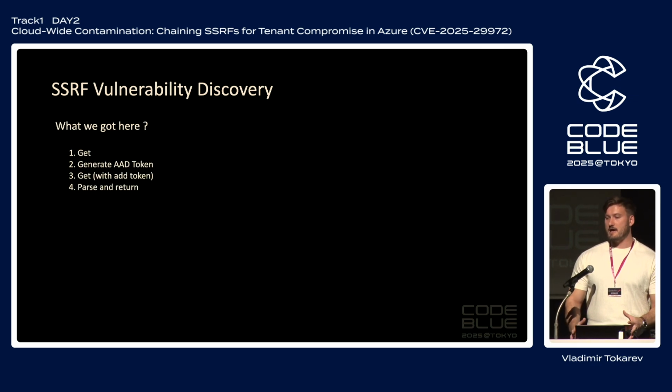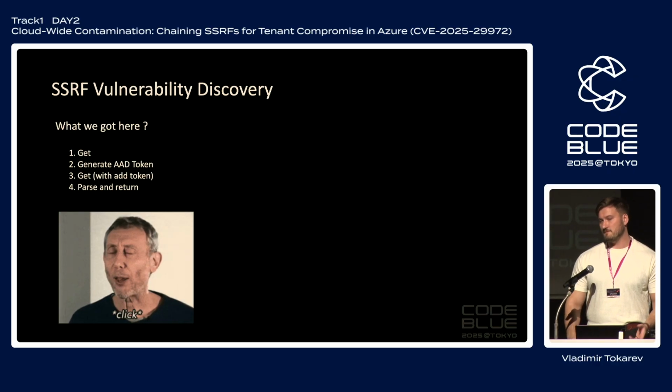Basically, what we have here is: we have a first GET, then from the answer to this GET, we extract some data, and based on this data, we generate an AAD token. And then we send a GET or a POST to this URL again with said AAD token. And then we parse the returned answer and save it. And so basically, if an attacker can manage the URL, they have a pretty sweet SSRF vulnerability here.